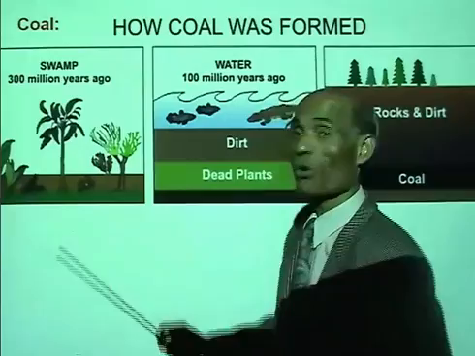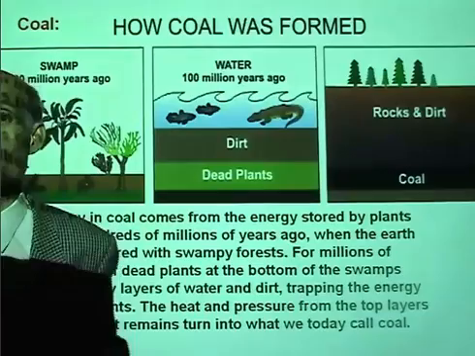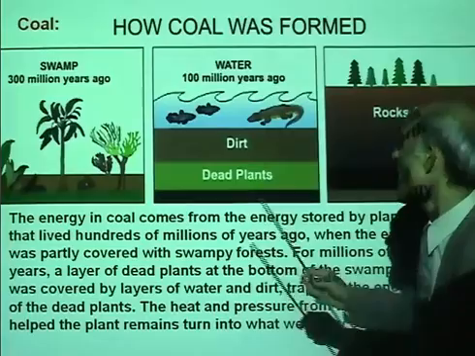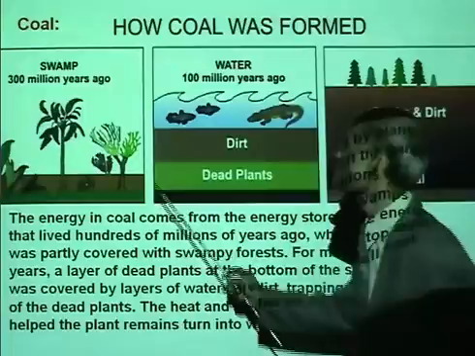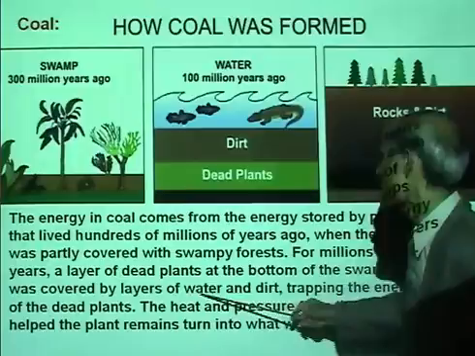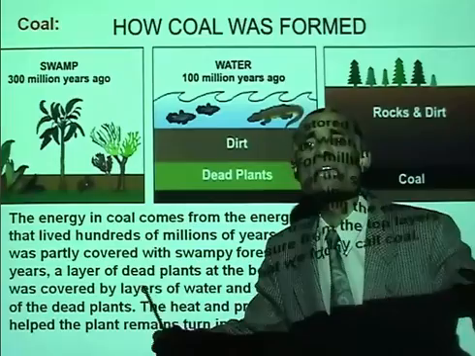Now, the energy in coal comes from the energy stored by plants that lived hundreds of millions of years ago when the earth was partly covered with swampy forest. Millions and millions of years ago, the earth was covered with swampy forest. These swamps were buried and covered by layers of water and dirt as a result of millions and millions of years of change on the surface of the earth.